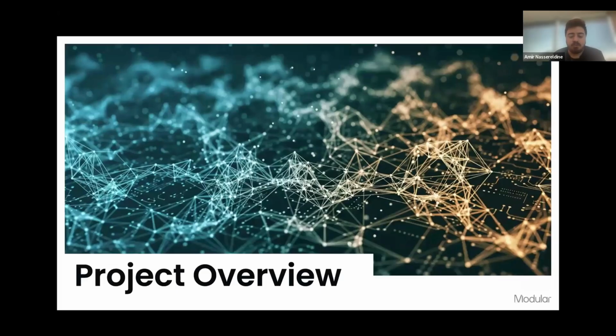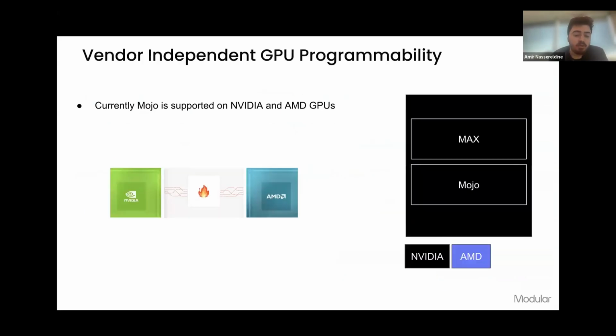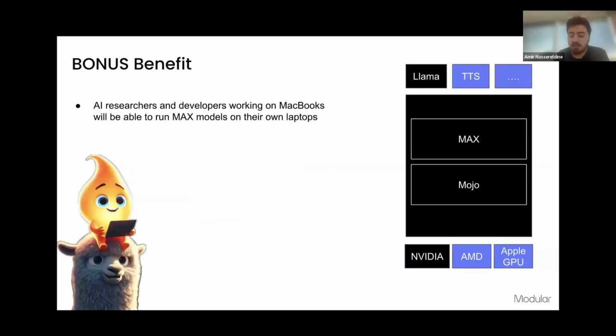So a little bit about the project overview. The project is all about enabling heterogeneous compute and local GPU development for Mojo developers. This is the Modular vision. We all know Mojo is already supported on both NVIDIA and AMD GPUs, and what we want is to add another GPU vendor, which is Apple GPUs here. This is just one step towards more heterogeneous compute. And what this enables is another very nice bonus, which is for AI developers that work on their MacBooks.